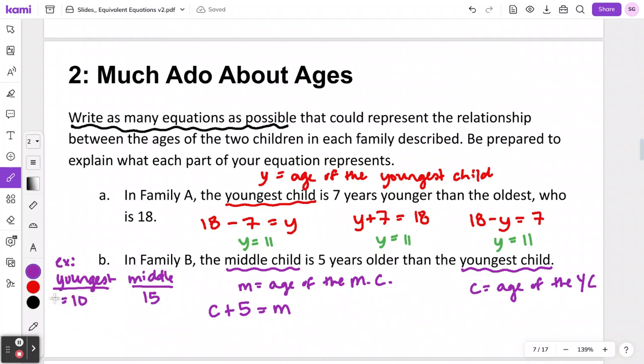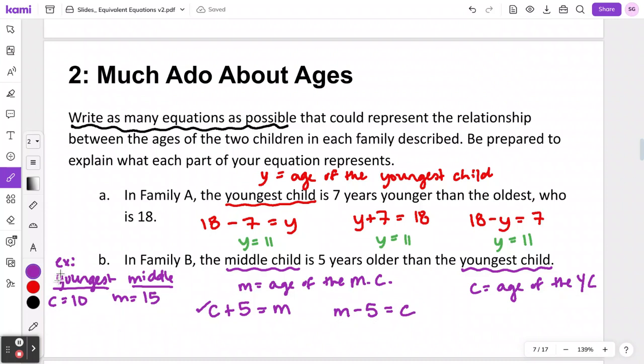Now, I could say, if C is 10, my middle child must be 15, and check to make sure that pair of numbers works in this equation. If you substitute in 10 for C and 15 for M, 10 plus 5 gives you 15. That helps me know that this equation would correctly represent this family. Just like we saw above, this is not the only possibility. I could say the middle child is older. If I take the middle child's age and subtract 5, that gets me to my youngest child. And again, I could use 10 and 15 to check that this equation is correct.